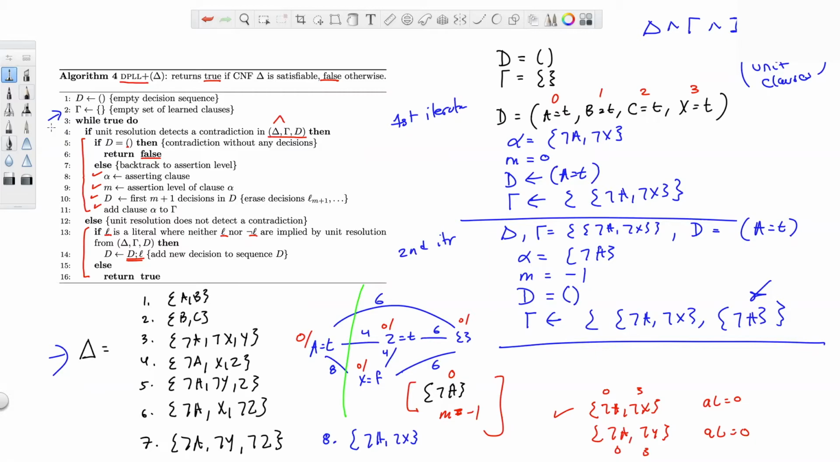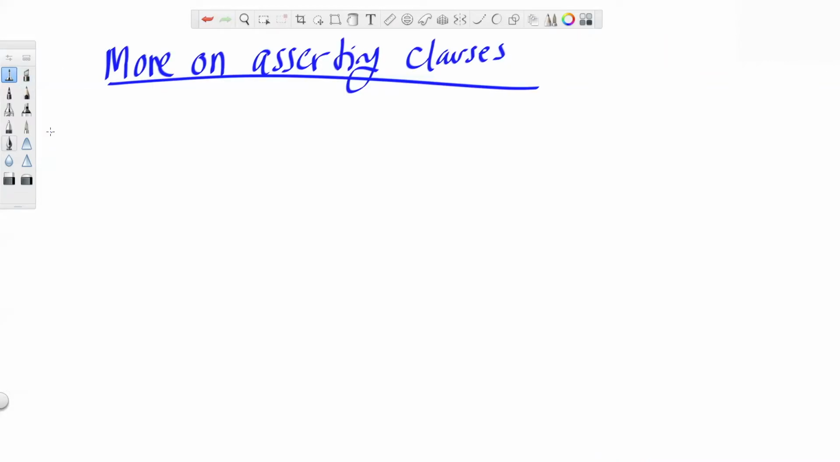Okay, there's a question about how did you get assertion level -1? Is it because the asserting clause is only unit? Yes, because by definition, the assertion level is the second highest. So if you have a unit clause, there is no second highest. So by convention, we say -1. And again, it works okay with the code. So M is -1, correct.